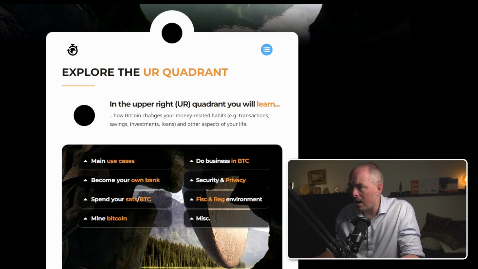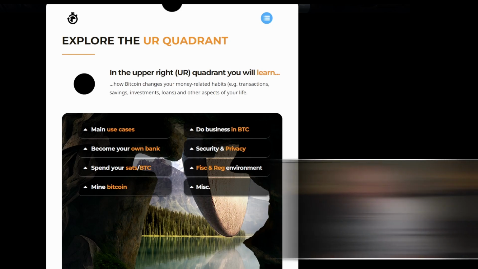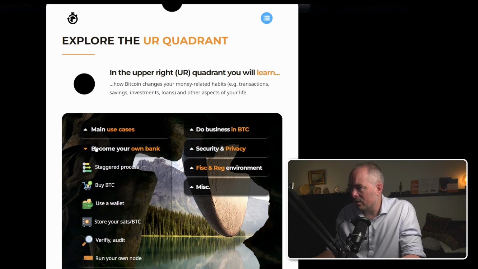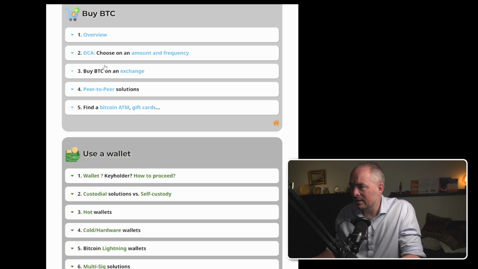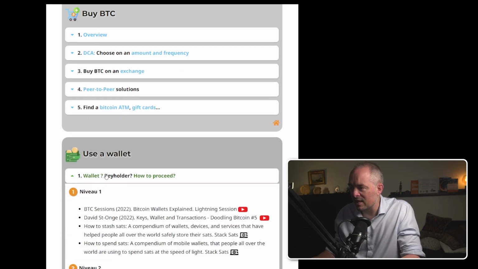you'll see that you can explore how Bitcoin changes your habits related to money, for instance, your transactions, your savings, your investments, and your loan, and many other aspects of your life. As you click here on Become Your Own Bank, a drop-down menu appears which lists a series of topics, and if you choose Buy BTC or Use a Wallet, you'll gain access to selected contents properly sorted by key concept.